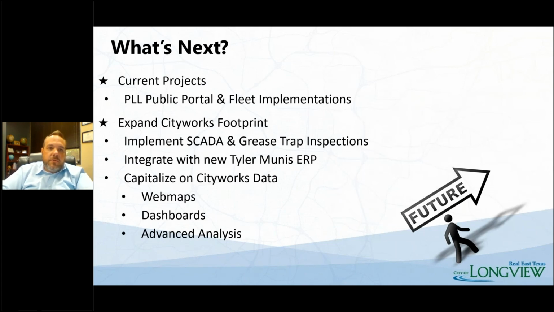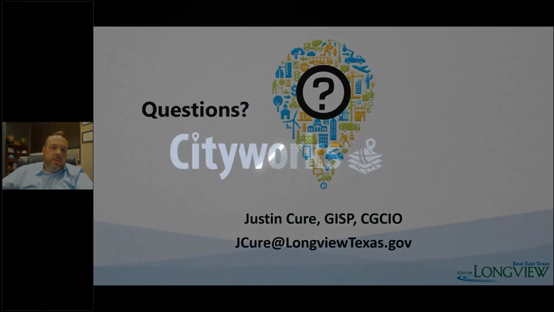So where do we go next? Well, we are currently implementing PLL Public Portal and AMS for our fleet operations. Next, we hope to move our SCADA group and grease trap inspections to Cityworks. We are at the end of year 1 of a 3-year ERP implementation, and we plan to integrate it fully with Cityworks. Lastly, we plan to continue to capitalize on the data in Cityworks with web maps, dashboards, and more advanced analysis.